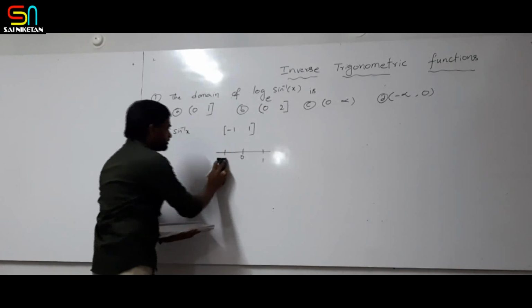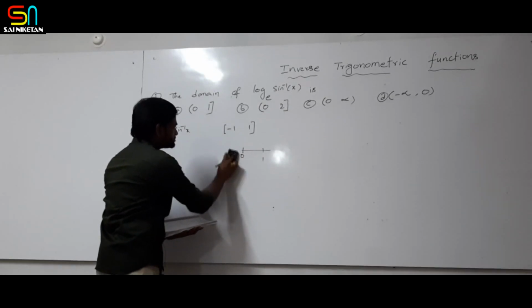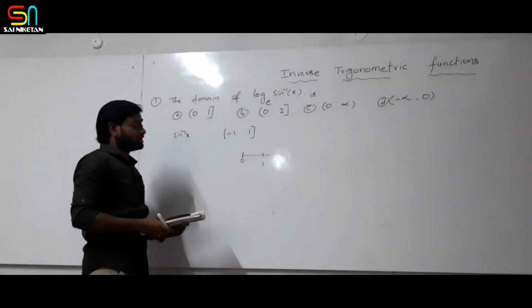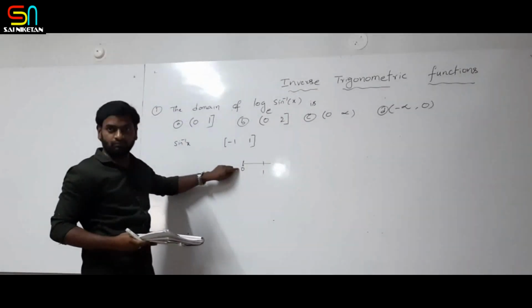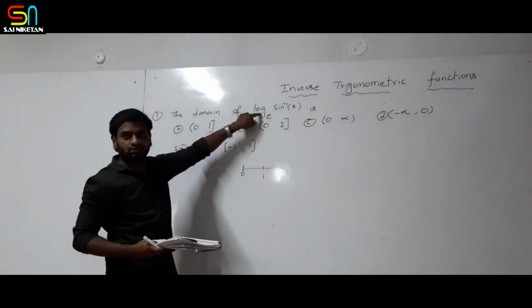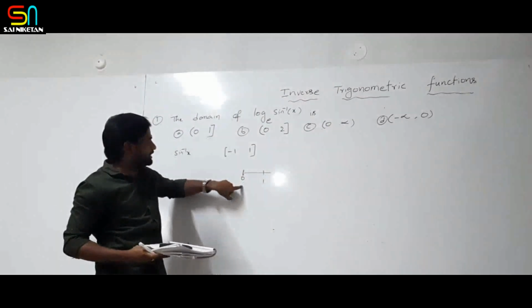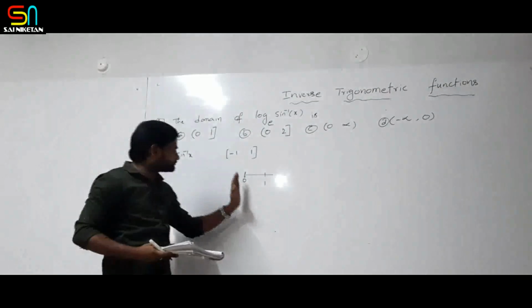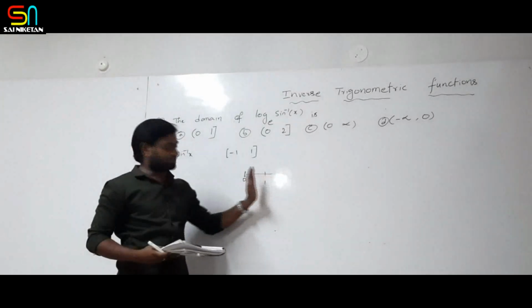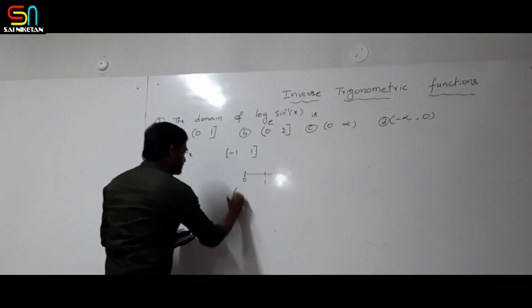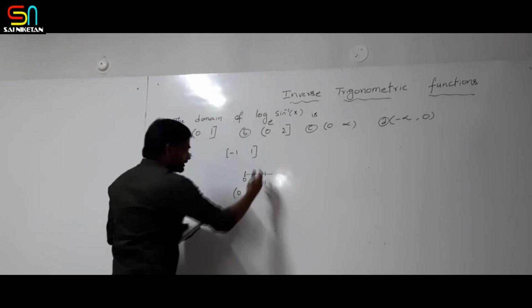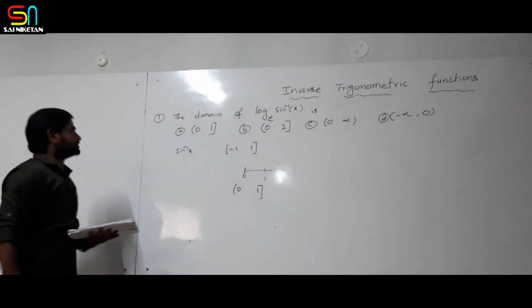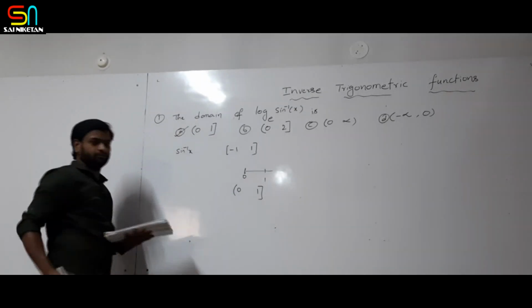So I am erasing all these values, and we can take from 0 to 1. But we can't take 0 also, because log 0 is not defined. That's why I am not taking 0. After 0, we can take any value. That's why the interval is open at 0, and we can take 1 also, that is closed at 1. That's why the answer is option A.